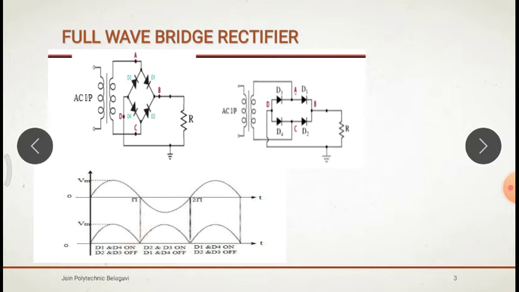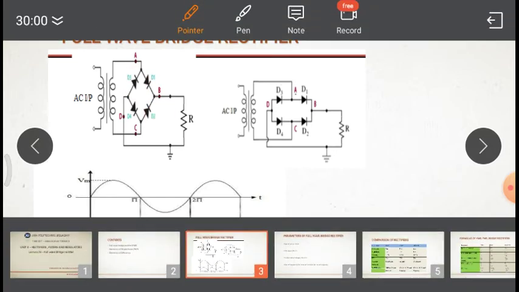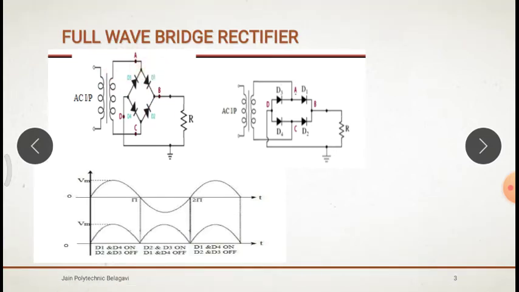And during the negative half cycle, which side is on? During the negative half cycle, this end will become negative and this end will become positive. So negative goes to which side, which is conducting now? Negative is connected to the cathode, so again it is forward biased, and positive goes to the anode. Which one? D2. So D3 and D2 are conducting now. The current flows from D3, next to the load resistor R, next to D2, and it will complete the path. So during the negative half cycle also, the full wave bridge rectifier conducts.